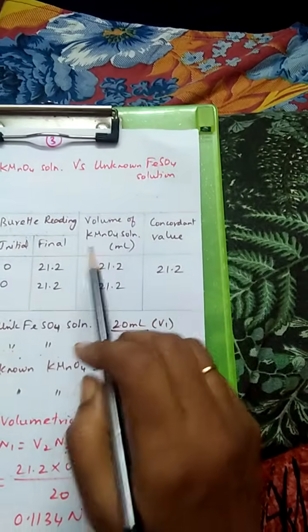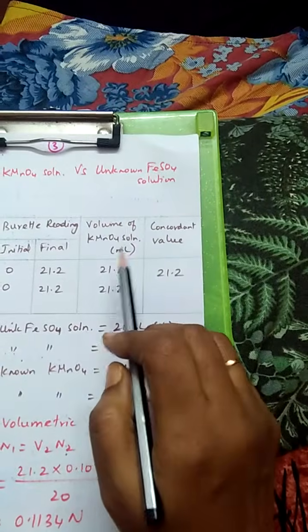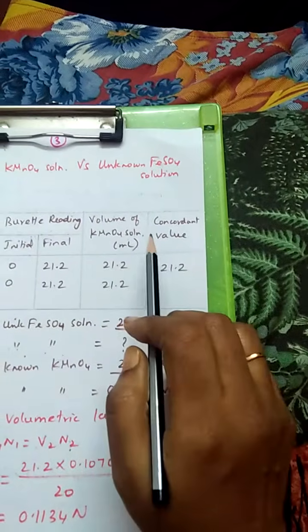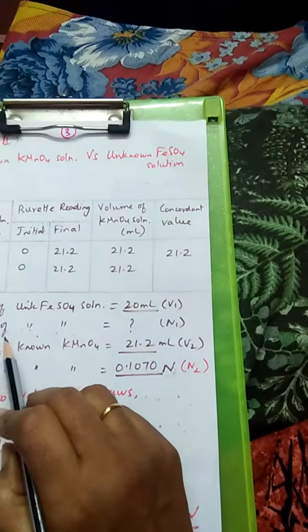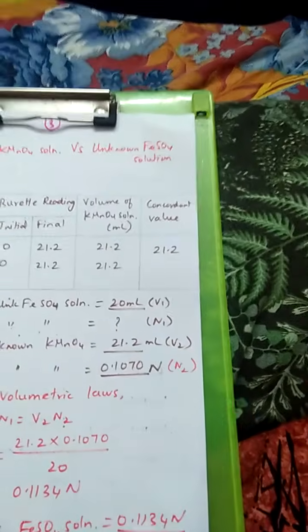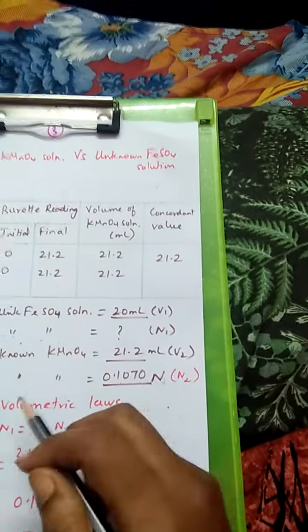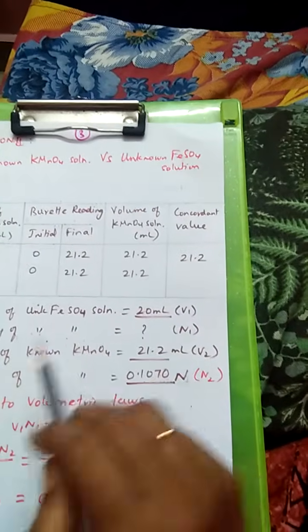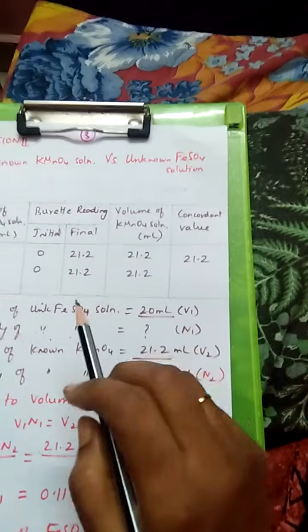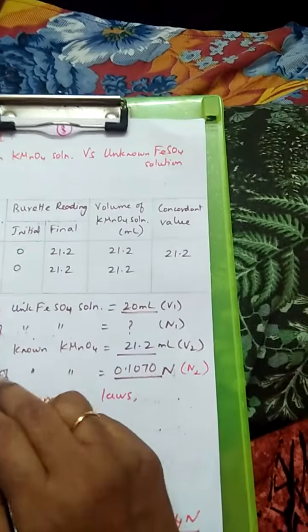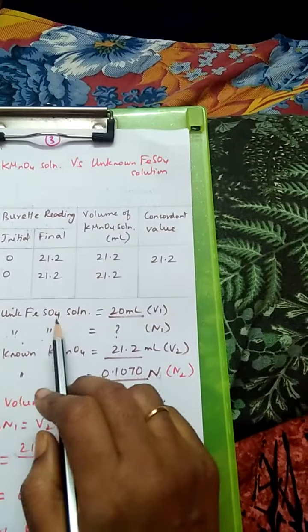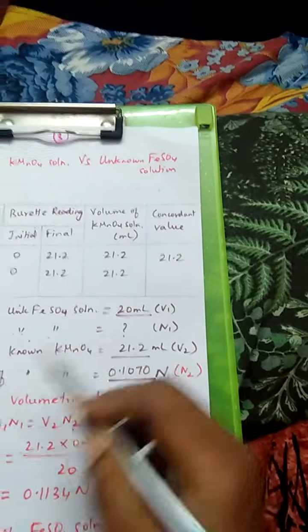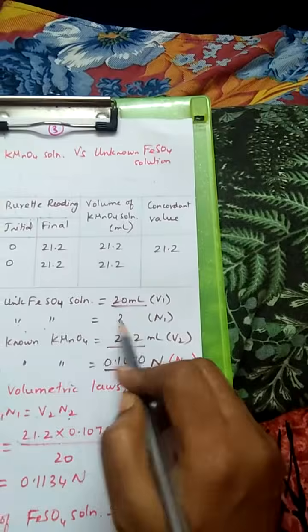The normality of KMnO4 is also known, so this volume and normality are taken as V2 and N2. Because the unknown normality I have asked you to consider as N1 always, to maintain some uniformity. You can take N2 or N1, but you have to maintain uniformity so that you will not get any confusion. So the volume of the unknown ferrous sulfate solution is 20 ml. Its normality we do not know, it is not given in the question, so it is a question mark.